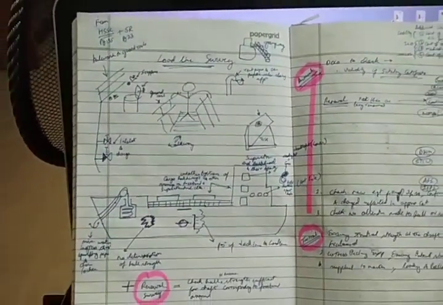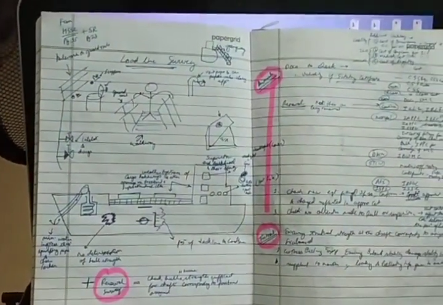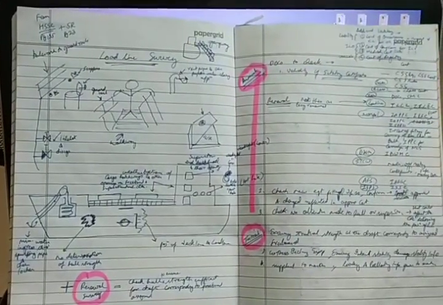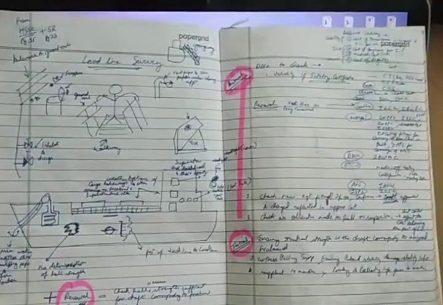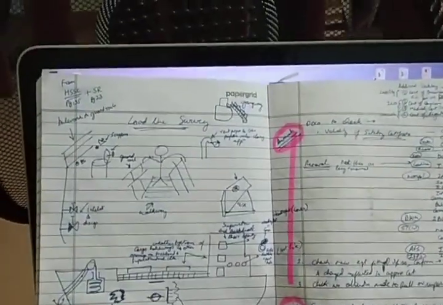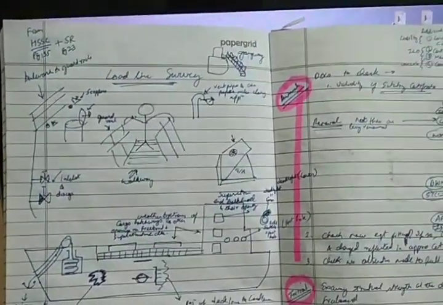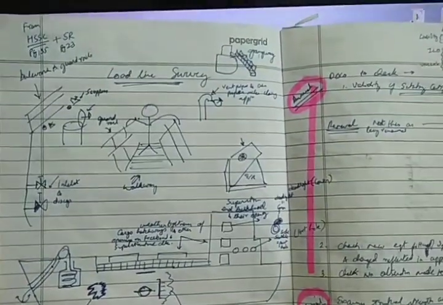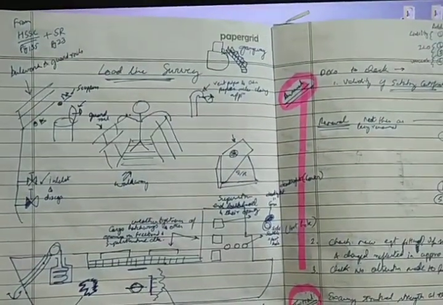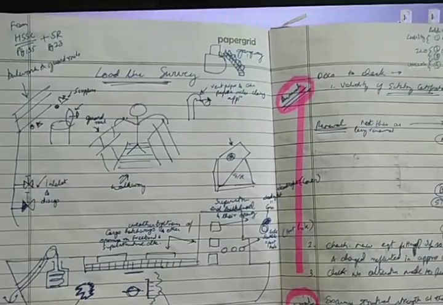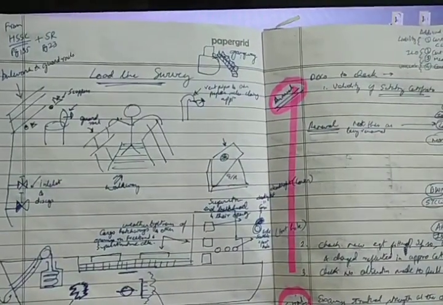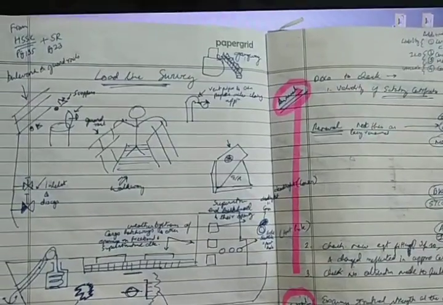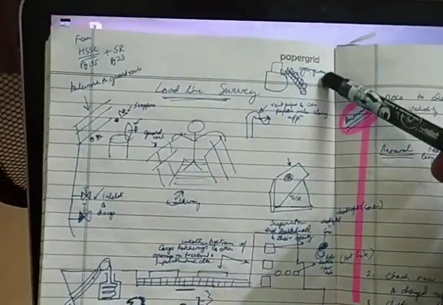So this is the diagrammatic representation of the Loadline survey which I had developed. You can develop your own. This diagram gives you a small hint as to where to start and how to begin your answer. I had divided my Loadline survey into three aspects: the deck, the overall ship and the structure, and thirdly the engine room. Here you can see that there's a gangway given.